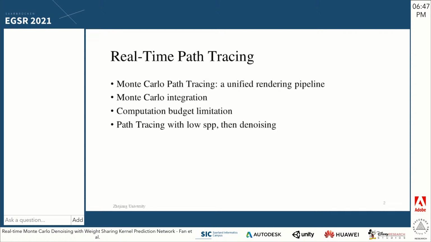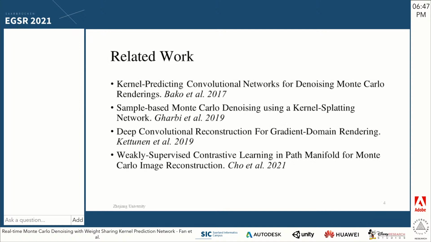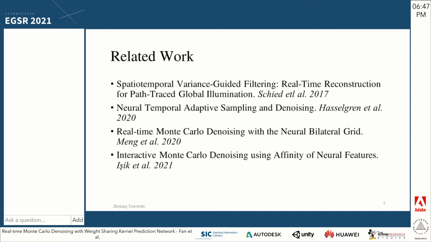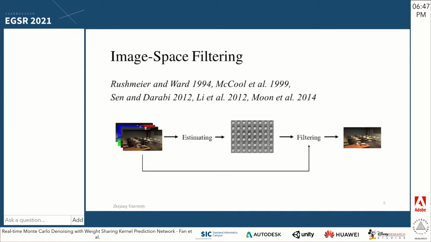Monte Carlo denoising is a long-standing computer graphics research topic. Here are some examples of offline, interactive, and real-time denoising approaches. Recently, Meng proposed the neural bilateral grid denoiser, which is one of the state-of-the-art real-time denoising methods for 1SPP inputs. Image space filtering is a well-explored method for Monte Carlo denoising. It utilizes noisy path-traced images and auxiliary buffers to estimate the parameters of generic nonlinear filters.